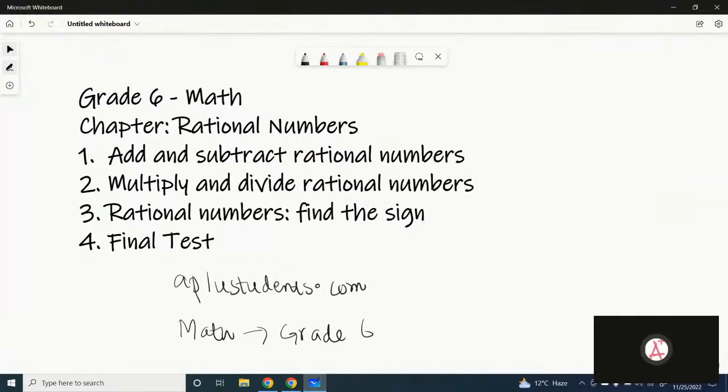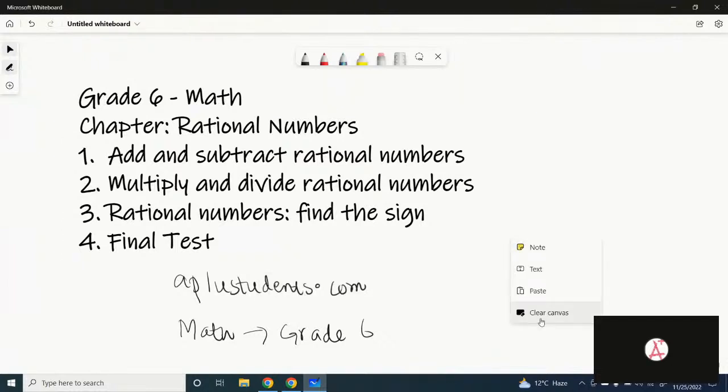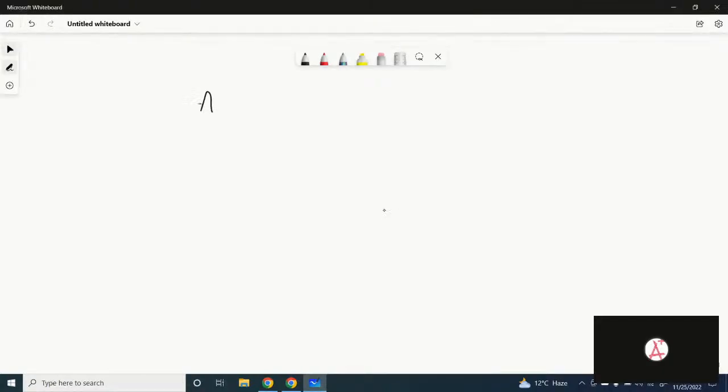The topics we're going to cover today are add and subtract rational numbers, multiply and divide rational numbers, then rational numbers find the sign, and then we'll do the final test of the chapter. Got it? Okay, so let's start with the first topic, add and subtract rational numbers. Please make sure you have your notebook and pencil so that you can note down the important examples and definitions as well.